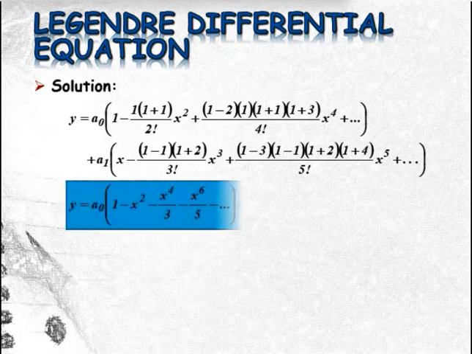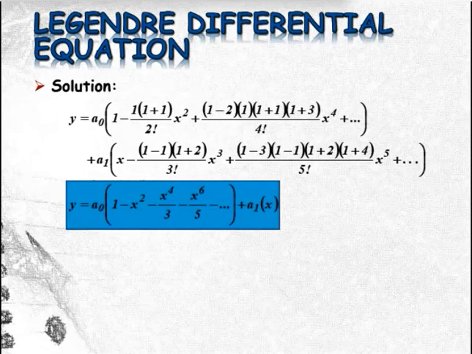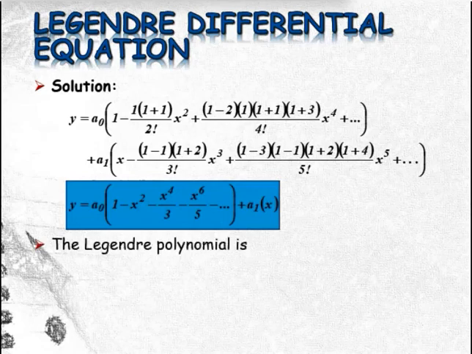Now let us simplify. Simplifying, we will end up with an infinite series for y sub 1 and a finite series for y sub 2. So that means our solution is y equals a sub 0 times 1 minus x squared minus x to the fourth over 3 minus x to the sixth over 5 and so on, plus a sub 1 times x. So the finite series is a first degree polynomial because n is equal to 1.